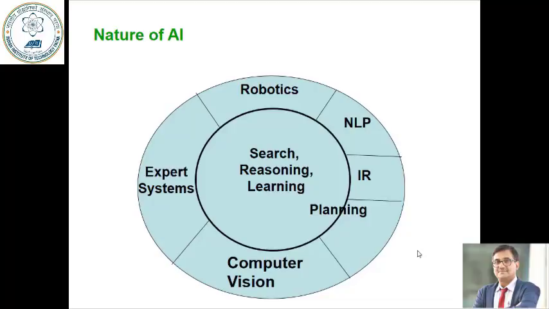A robot, for example, will have to search its path going from a source point to a destination point. So this two concentric circle view of AI is the textbook description of AI, which has stayed and whose relevance has never diminished.